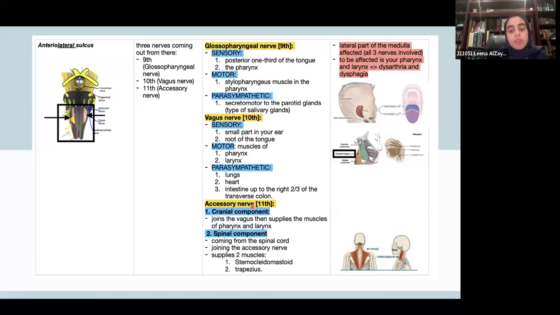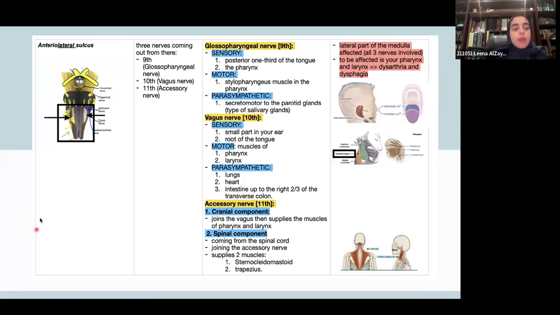Then we have the accessory nerve. The accessory nerve has a cranial part and a spinal part. The cranial part joins the vagus when supplying the muscles of the pharynx and the larynx. So if you have dysphagia and dysarthria, you would have a mix of both. And the spinal component goes to the spinal cord and actually supplies the muscles called the sternocleidomastoid and the trapezius, and it joins the accessory nerve over here.